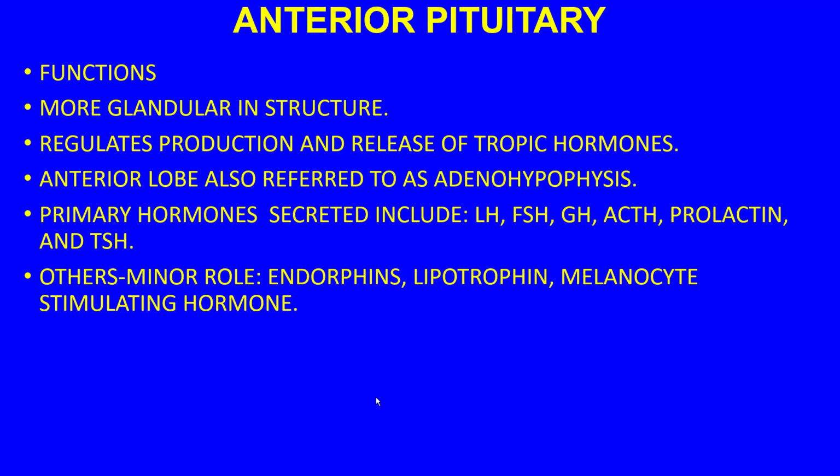The anterior pituitary regulates production and release of tropic hormones. The anterior lobe is also referred to as the adenohypophysis. The primary hormones secreted include luteinizing hormone, follicle-stimulating hormone, growth hormone, adrenocorticotrophic hormone, prolactin, and thyroid-stimulating hormone. Now, there's a variety of others that play a minor role, and I will include those: endorphins, lipotropin, and melanocyte-stimulating hormone.